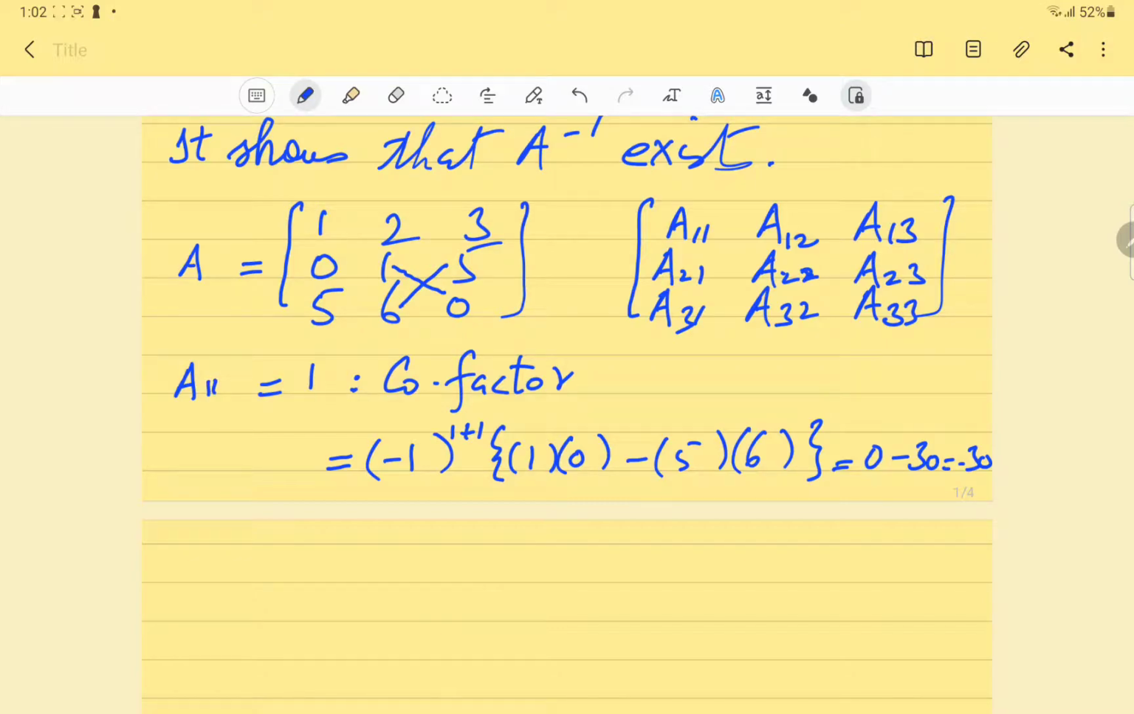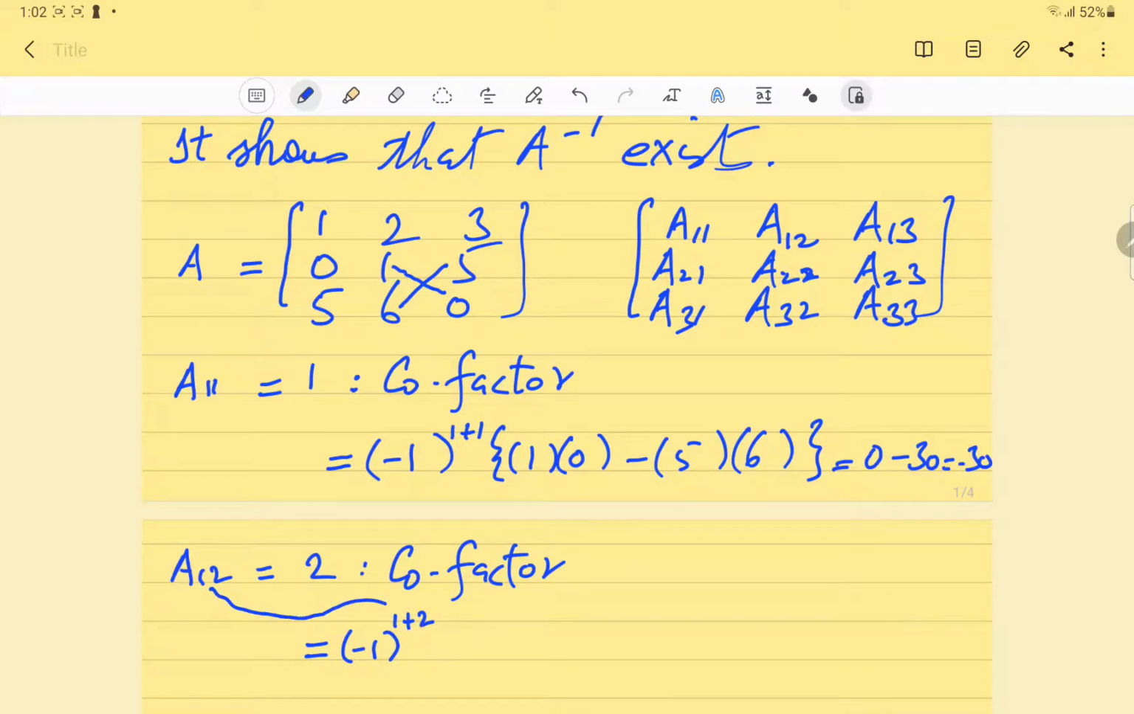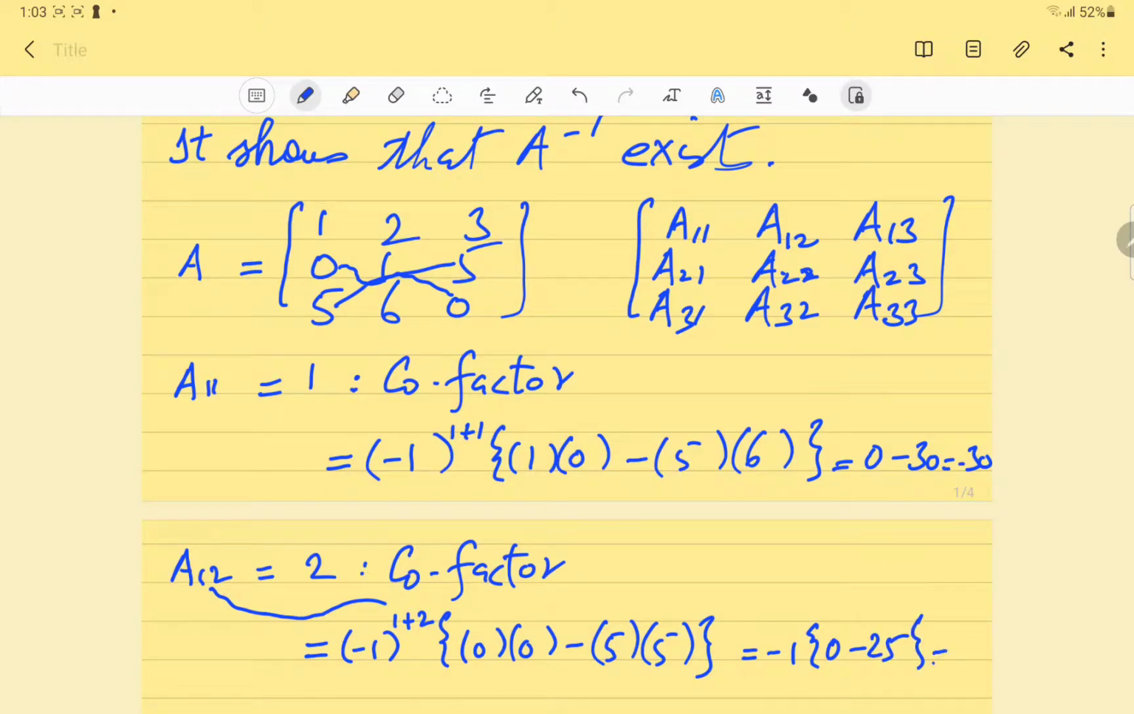Now we go to A12. What is A12? A12 is equal to 2. So cofactor is equal to -1 raised to power 1 plus 2. This is the one from where we are getting it, into 0 into 0. This 0 with this 0, and then this 5 with this 5. 5 into 5 equals -1 raised to power 3 is -1 into 0 minus 25 is equal to -25 multiplied by -1 is 25.